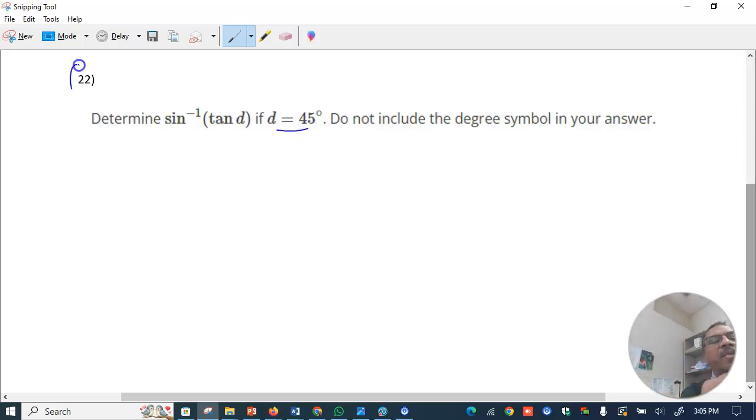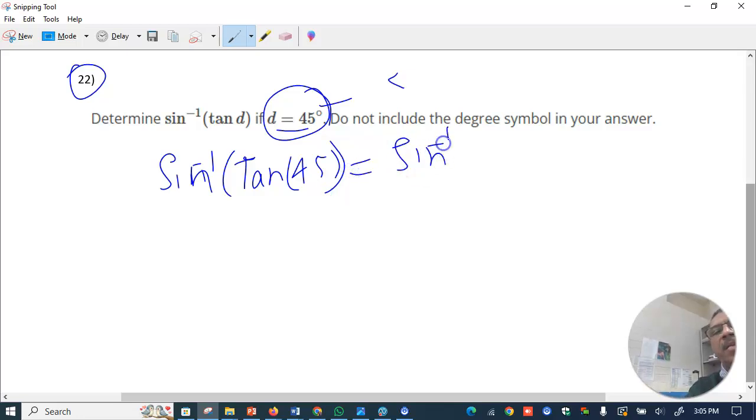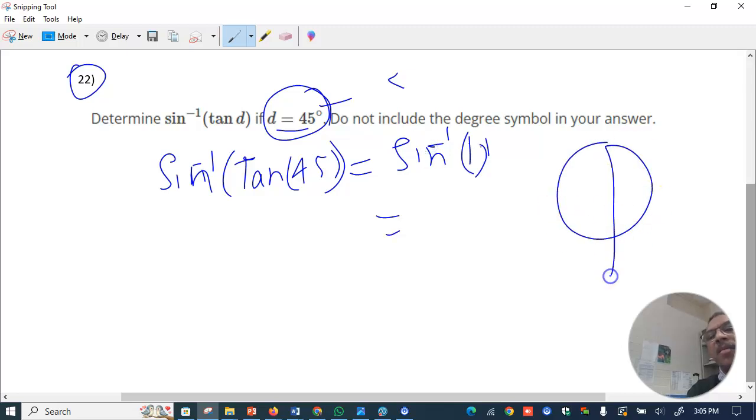Because this is question number 22, the angle is 45, which is already an acute angle, so it becomes easy. We don't have to break our head. So tan inverse, this is tan of 45, and tan 45 is 1. And what is sine inverse of 1? Remember, here 0 and 1, correct? So it has to be 90 degrees, which is pi by 2. So the answer is pi by 2.